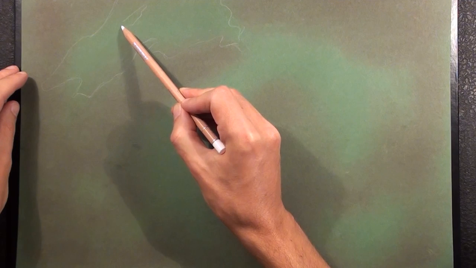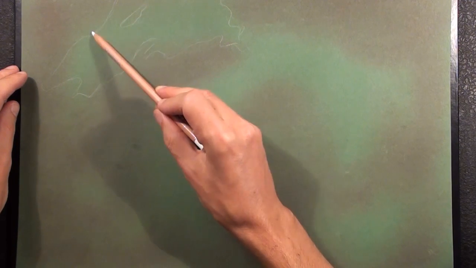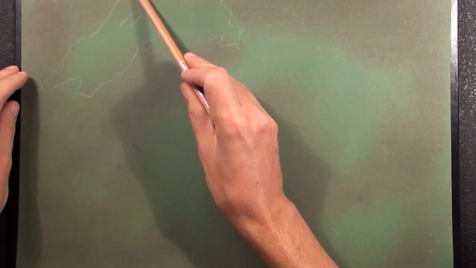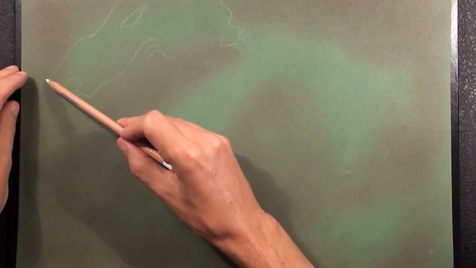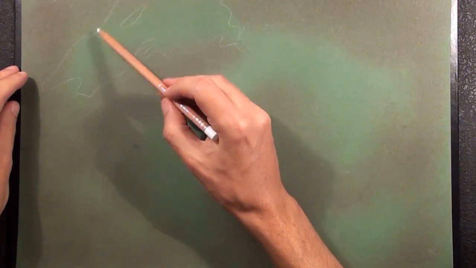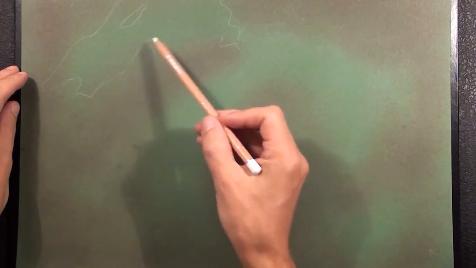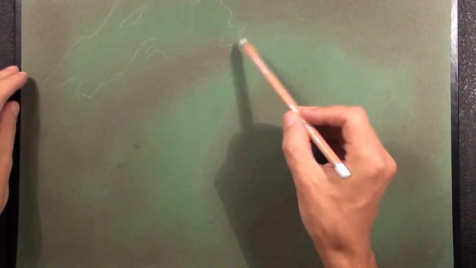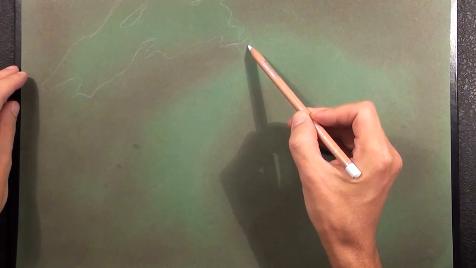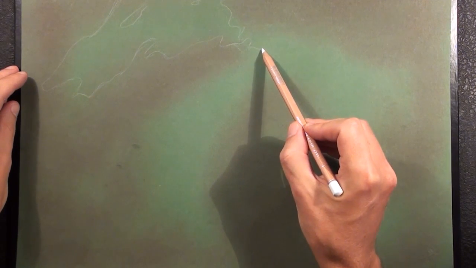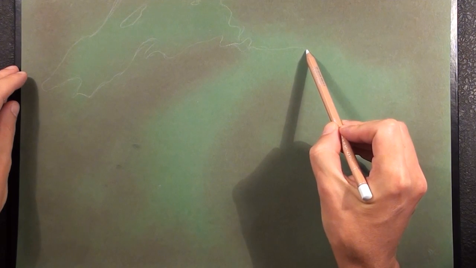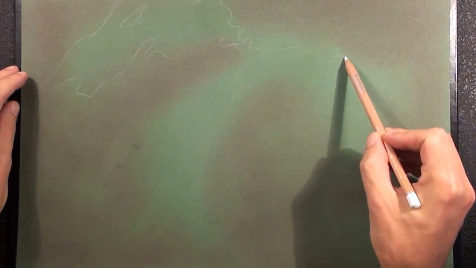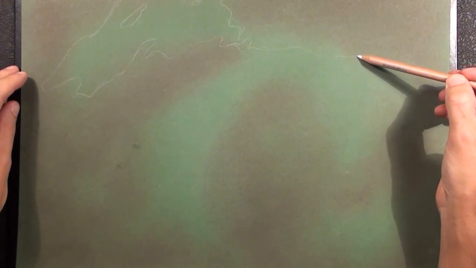Isle Royale, a big island for being located in a freshwater lake. Some other islands, Slate Islands, Ontario, Canada.